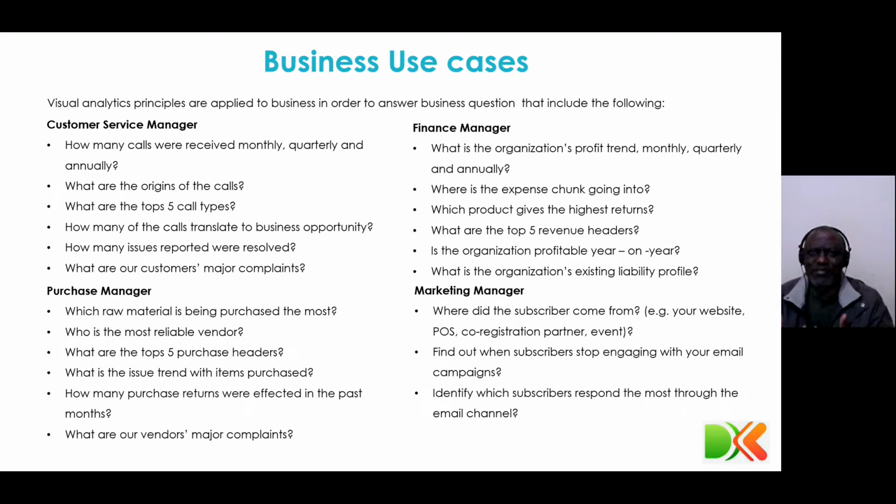Where do we have most of our revenue? Is it in selling A, in selling B, in selling C, in selling D, depending on what the organization is involved in? Is the organization making profit year on year? That means this year over last year, over the year before, and the like.